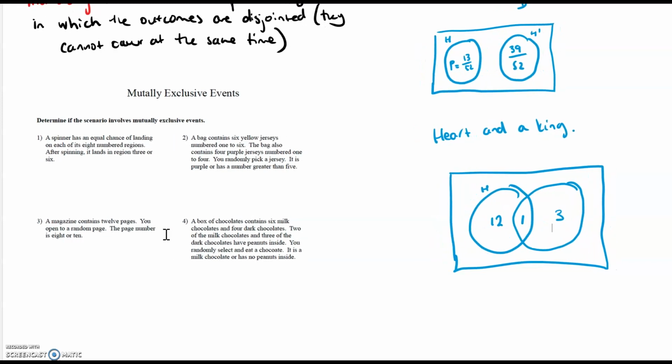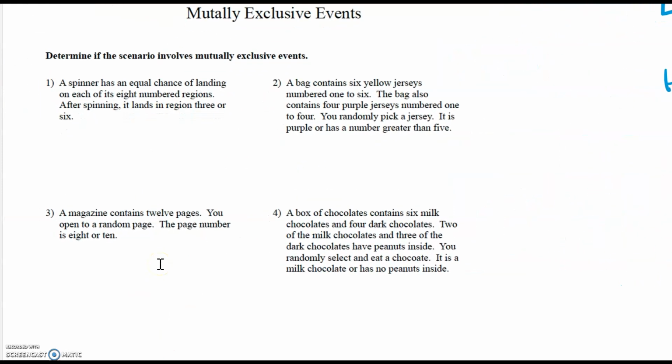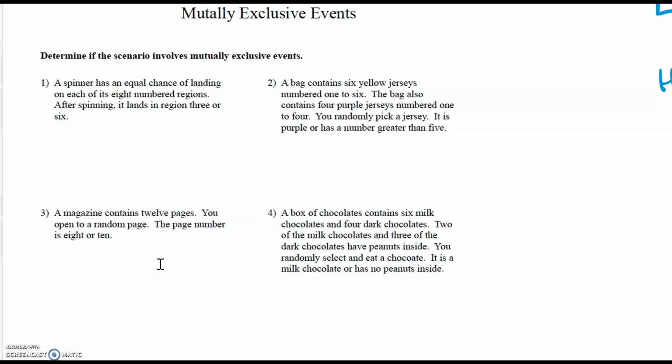So the first one is a spinner has an equal chance of landing on each of its 8 numbered regions. After spinning, it lands in region 3 or in 6. So in this case, this would be a mutually exclusive event because the spinner lands in either region 1, 2, 3, 4, 5, 6, 7, 8. But there's no overlap. You don't have any event which is going to be joined with another event. They're each discrete possible things that would happen.